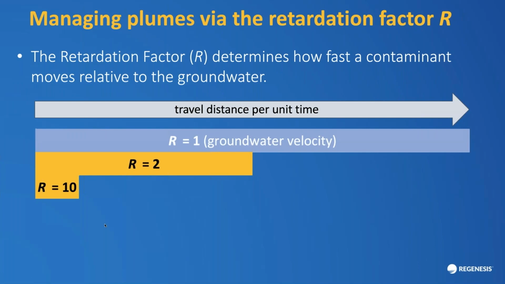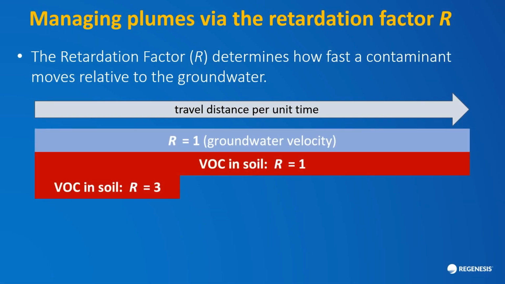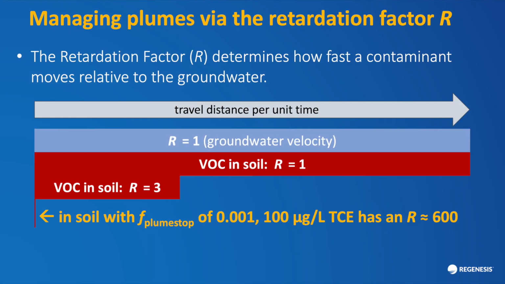What are some typical values that we might see in our industry? Well, for VOCs, chlorinated ethenes in soil, we might typically have retardation factors in the range of about 1, vinyl chloride say, to 3, TCE say. That's on natural soil though. If we were to put a small amount of PlumeStop in that soil, 0.1%, and we have, let's say, 100 micrograms per litre of TCE coming in, we're not going to have a retardation factor of 3 anymore. We've changed the KD. We are going to have a retardation factor more like 600.